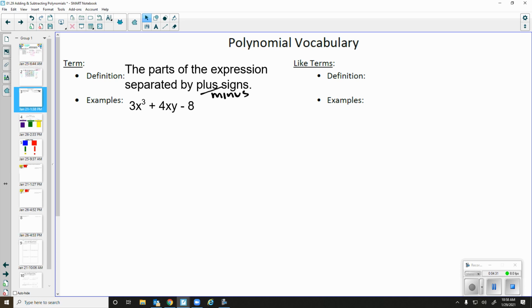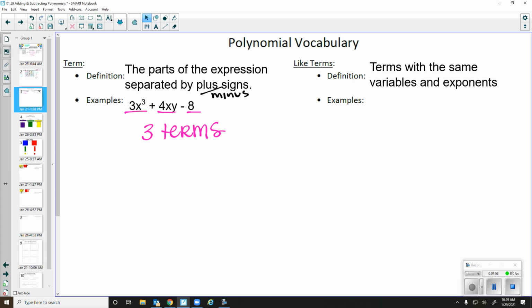So I gave an example. That is an expression. And this expression has 3 terms. Then the next part, we have terms, and then there are like terms. That's what we were just practicing. Like terms meaning they have the same variables and exponents. That's the new part to terms that y'all probably haven't seen. A like term has to have a matching exponent.